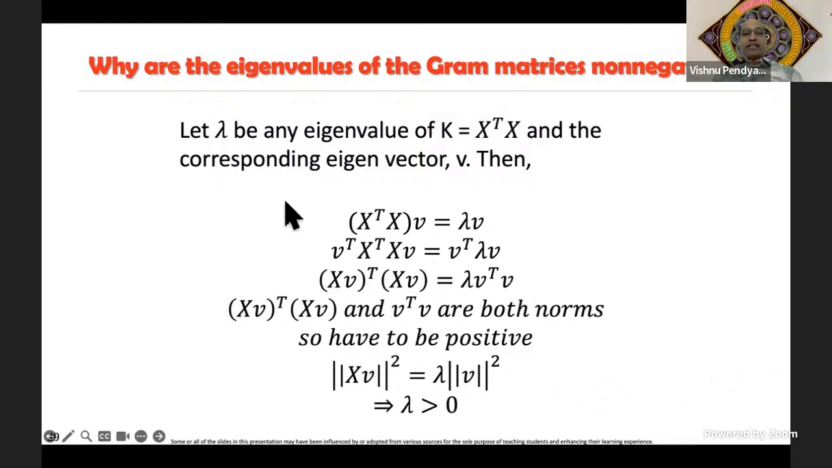So you just do some manipulation and you will eventually end up with this, and both sides are positive because V transpose V, and see X times V is a vector and V is a vector. So vector transpose times vector is a norm, right? And norm is a distance, and distance is always positive. So both the vector products are positive. Therefore, lambda also has to be positive. Otherwise, if lambda is negative, the right-hand side becomes negative. So that's why lambda is positive. This is for gram matrices. The same thing, you just replace X transpose X by X times X transpose, you get the covariance matrix. You do the same thing and you can prove that the eigenvalues are non-negative.